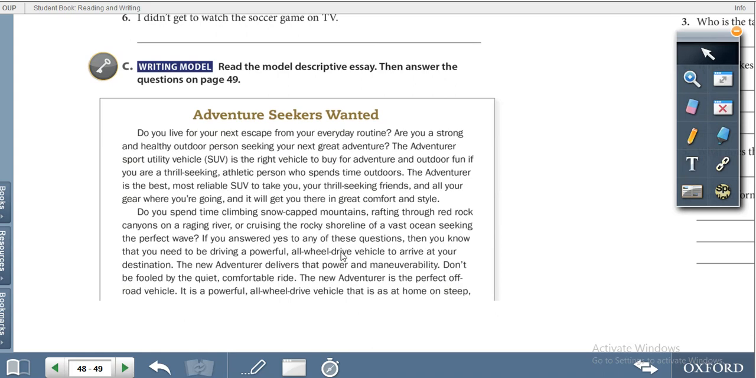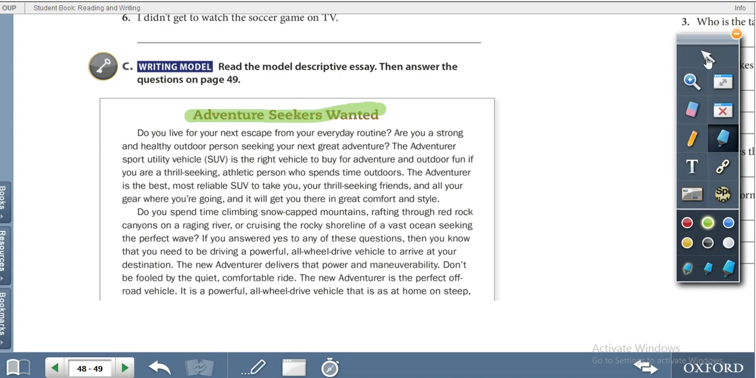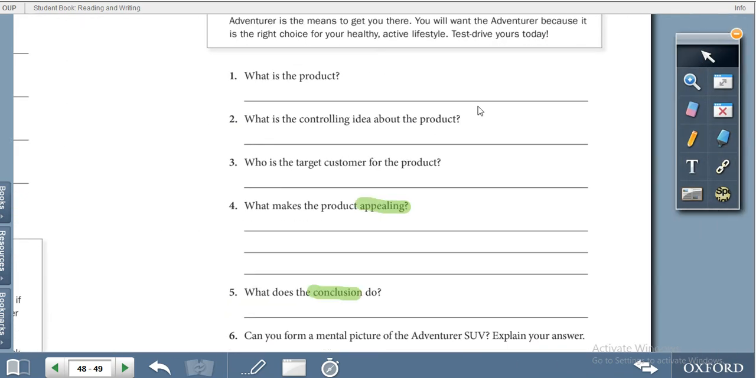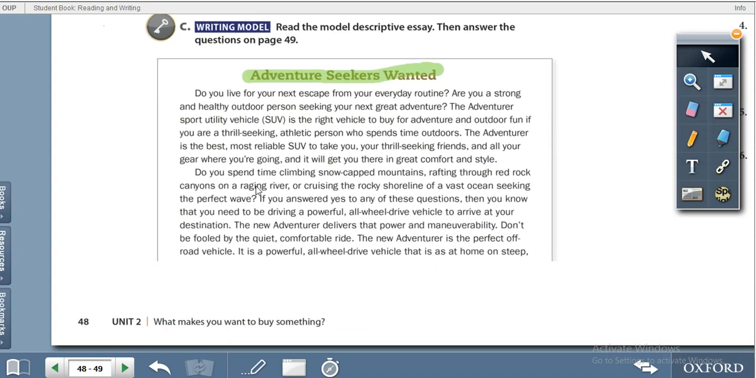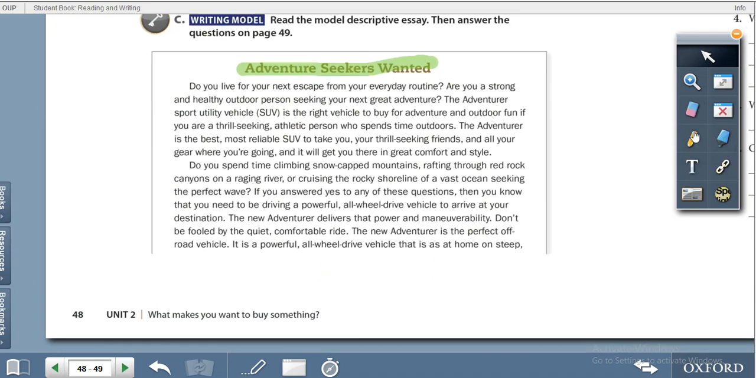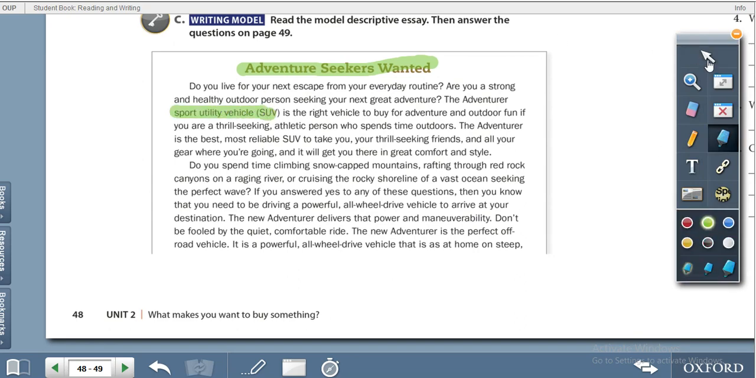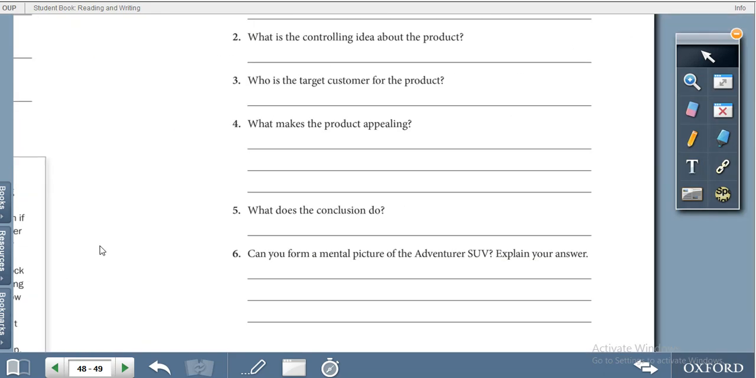Secondly, let's go to the next paragraph. There is the adventure seeker, another model paragraph, and at the end of this paragraph there is also an exercise given. You have to go to the exercise and read it. So what is the product? You can go back to this page and find out what the product is. It might be an SUV, sports utility vehicle. This is the product, so you have to write the product here.